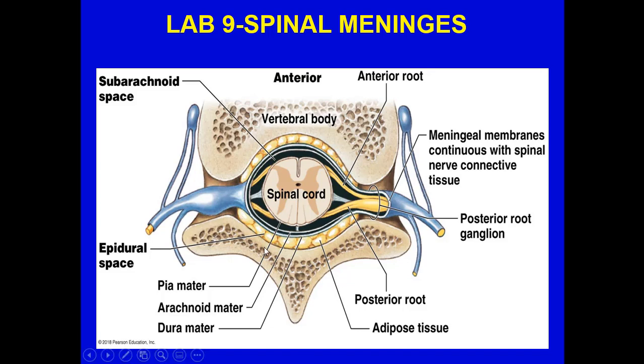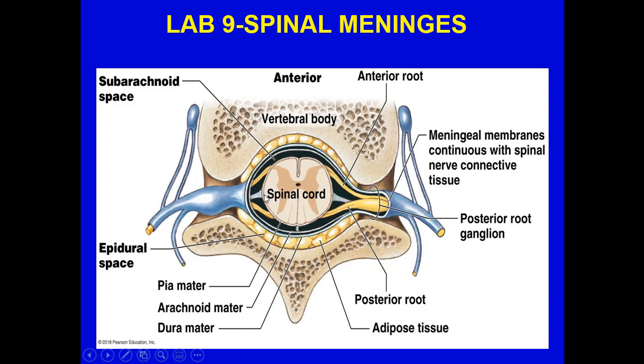All right, so the epidural space right here is sometimes used for an area where you might have an injection. This is particularly true when you get down to the lumbar region of the vertebrae, because the spinal cord basically reduces itself in size and then eventually just becomes a large number of smaller spinal nerves. You have the meningeal membranes continuous with the spinal nerve connective tissue here. This would be, of course, the final spinal nerve here.